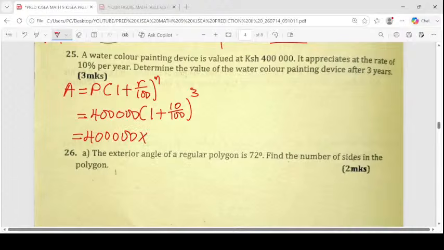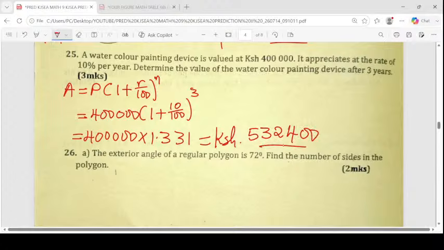So this will be 400,000 multiplied by 1 plus 10/100, then you cube it. This will give you 1.331. When you multiply by 400,000, you are going to get 532,400.